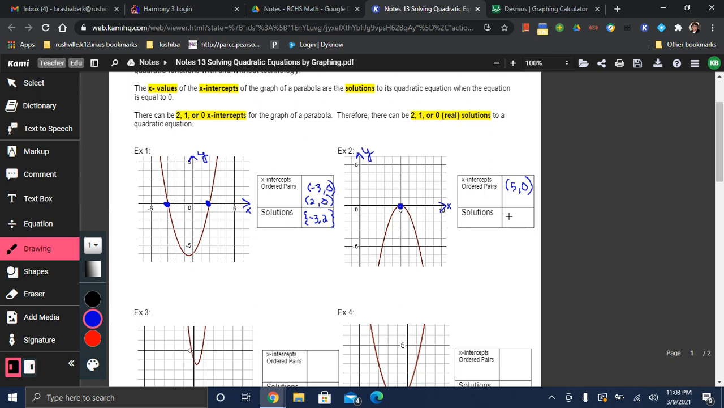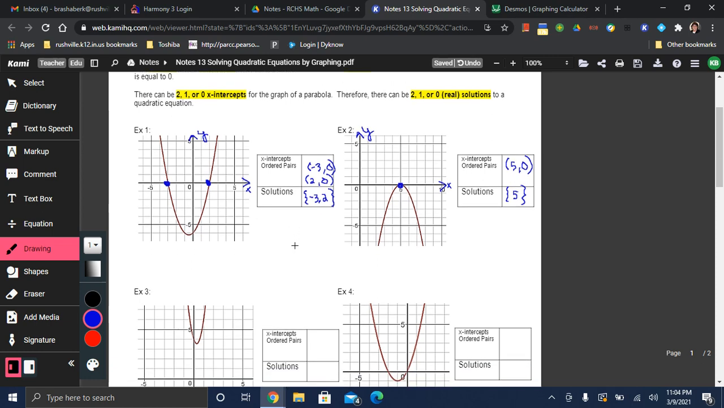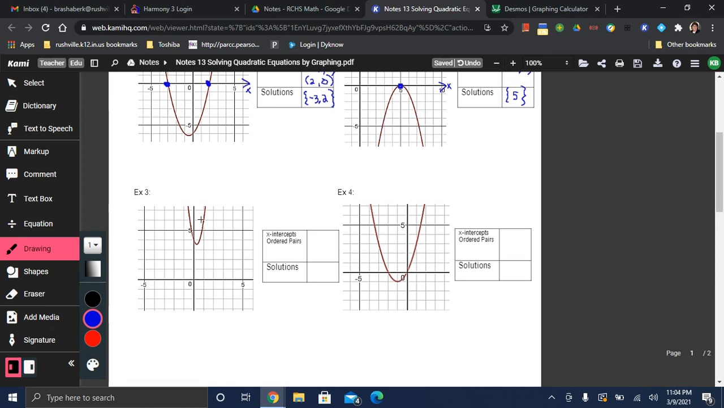So we have the x-intercept of 5, 0. And if we did see an equation that would go with this, we would find that the equation just has the 1 solution because it's the x out of the x-intercept. So just 5. And then we'll look at example 3. On example number 3, we'll locate the x-axis, which is right here, and the y-axis right here. And we're looking for where this graph crosses the x-axis.